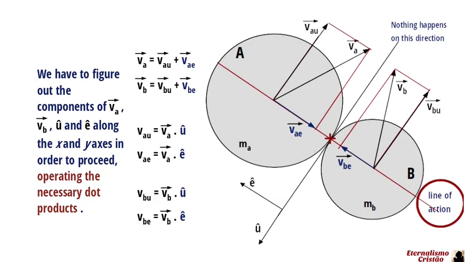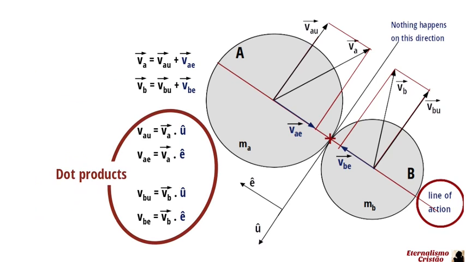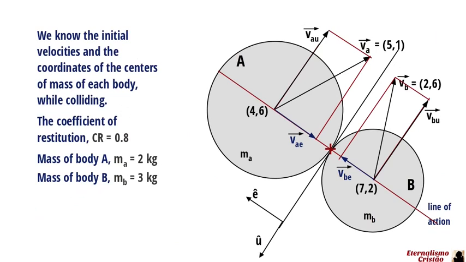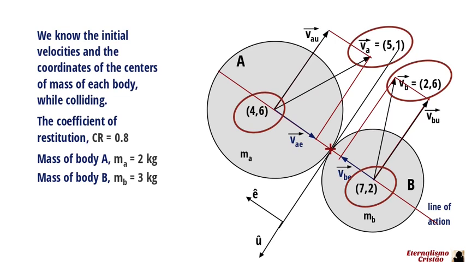First, we need to find the x and y coordinates of the unit vectors, E and U, in order to proceed, operating the dot products that will give the components of the velocities of bodies A and B, along those unit vectors. Let's apply our method to a 2D collision. We will be ready, then, for the 3D collision. We have all we need.